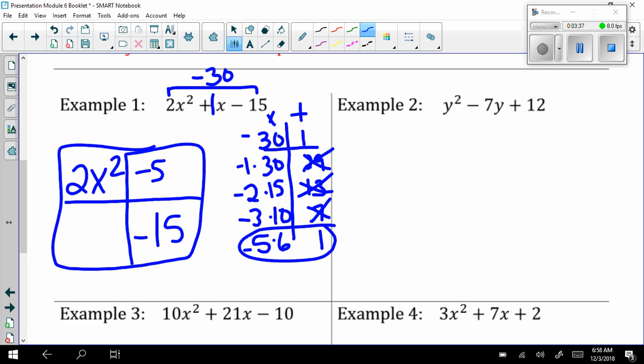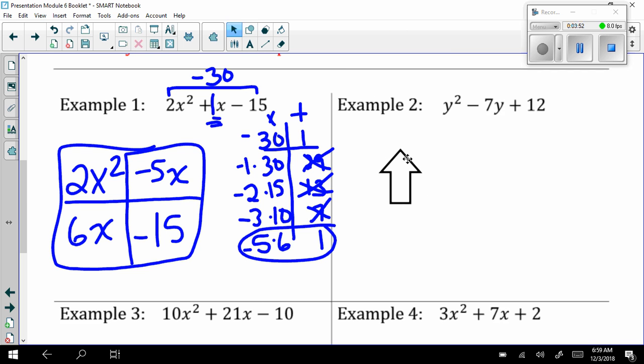So I'm going to put the negative 5 and the 6 in, but be careful. I don't want it to actually add to 1. I want it to add to 1x. So I need to put 6x and negative 5x. Okay, so ready? I want to make it very clear what I'm doing. There's my 2x squared. Negative 5x plus 6x is 1x. Negative 15 is negative 15. So I took this middle term and I split it. The first and the last term stayed the same.